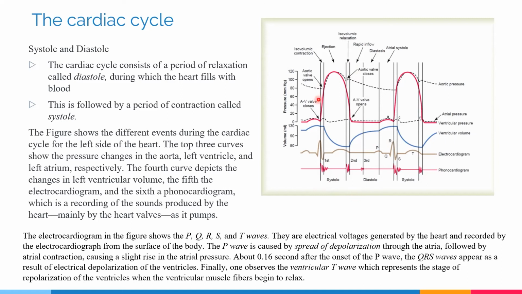And we can see as the systole begins, the pressure rises, and at the end of the diastole, the pressure falls down. The figure shows the different events that occur during the cardiac cycle for the left side of the heart. The top three curves show the pressure changes in the aorta, the left ventricle, and the left atrium respectively. So the first dotted line is the pressure change in the aorta, followed by the red line, which is the pressure change in the ventricle, and finally the lower dotted line, which shows the pressure changes in the left atrium.